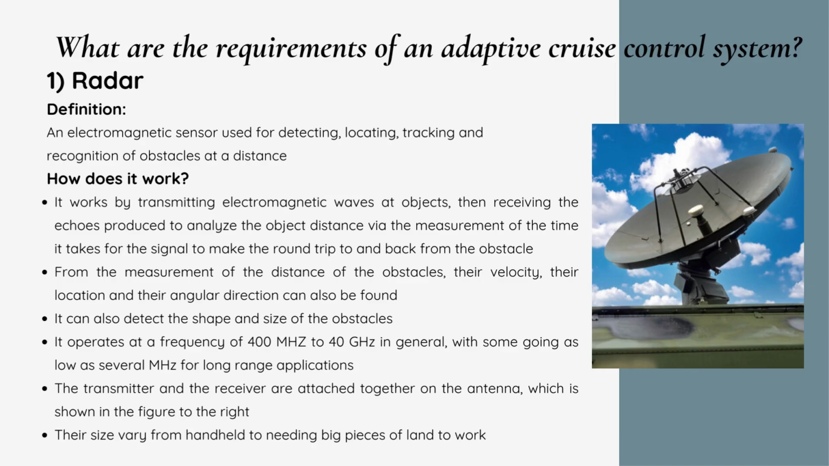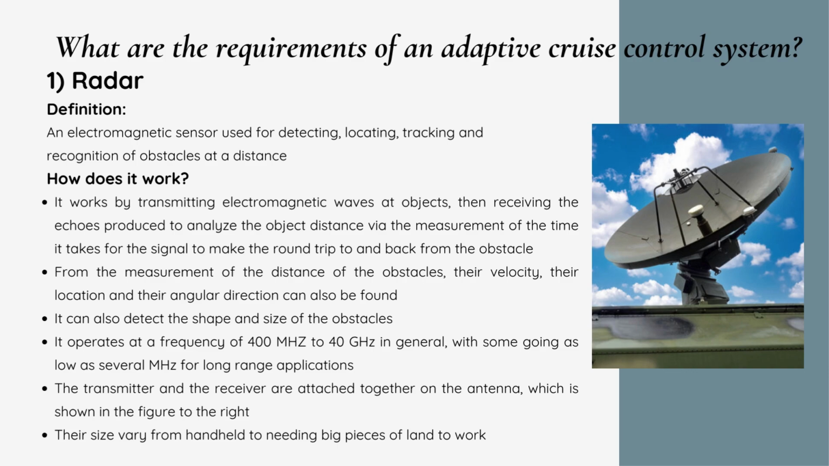So, what are the requirements of an adaptive cruise control system? One of its main components is the radar, defined as an electromagnetic sensor used for the detection, location, tracking, and recognition of obstacles at a distance. It works by transmitting electromagnetic waves at objects, then receiving the echoes produced to analyze the object distance via the measurement of the time taken for the signal to make the round trip to the obstacle and back. From the measurement of the distance of the obstacles, their velocity, their location, and their angular direction can also be found. It can also detect the shape and size of the obstacles.